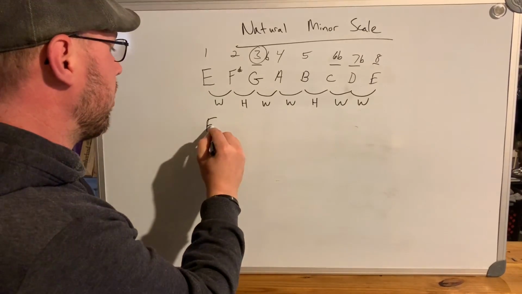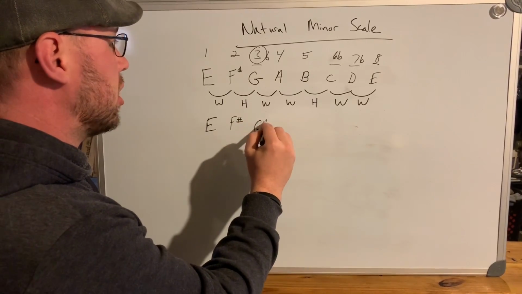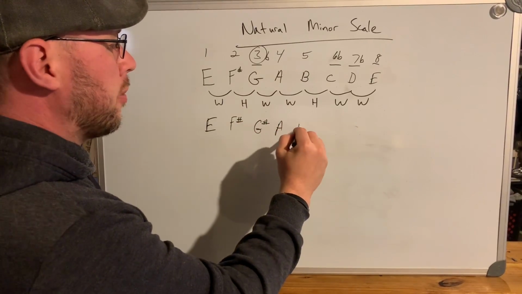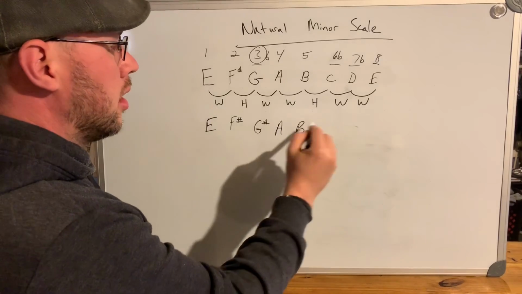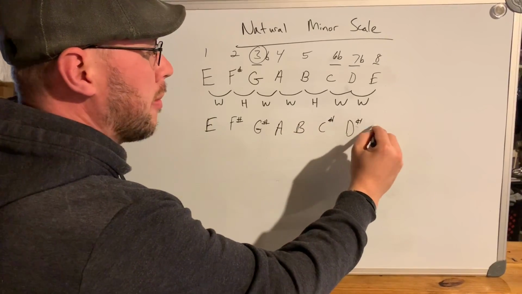Let me just write that out real quick. An E major would be E, F sharp, G sharp, your perfect fourth, perfect fifth. They're both A and B. This would normally be a C sharp, a D sharp, back to your E.